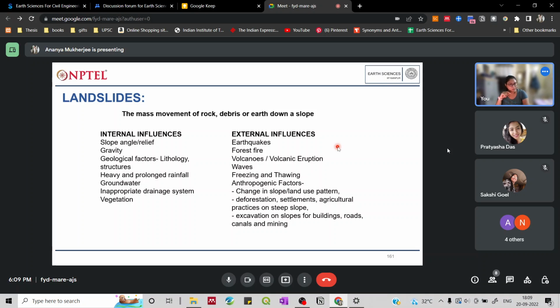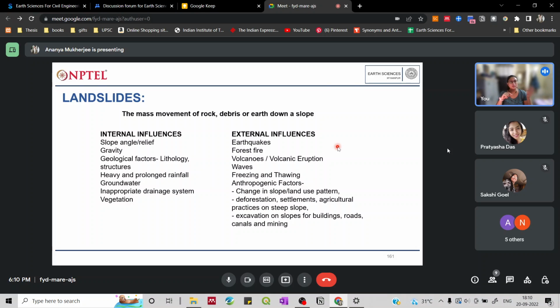Then obviously there is an inappropriate drainage system. If the water is just left to flow along a slope area, there would be much more runoff. And if there is less vegetative cover over there, there is nothing holding on to the soil, so that will cause the soil to become saturated with water and with the runoff that we see, and it will get eroded away, and it will also cause landslides.